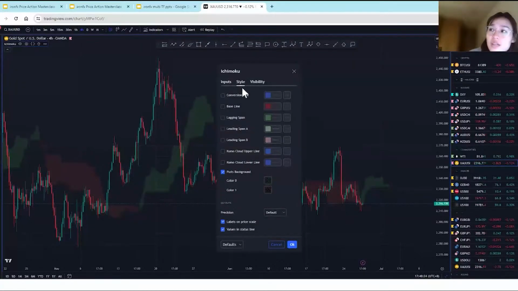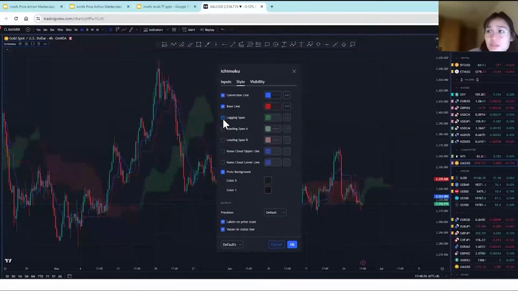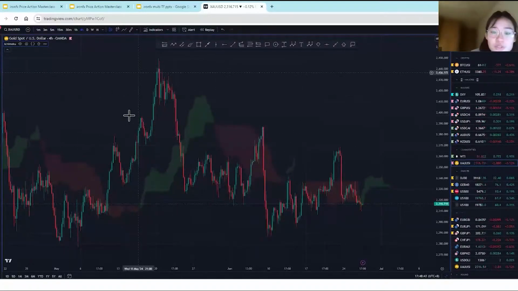Click on settings, and there's actually a lot of different lines when it comes to Ichimoku. I'm not going to go through in depth what they each represent now, but I'll tell you that we normally just look at the cloud. So we normally just look at the plot's background. If price is moving above the cloud, it's a bullish signal. If price is moving below the cloud, it's a bearish signal. So that's one of the quickest ways to use Ichimoku. Yeah, so this is on TradingView, which you can use on your phone or laptop as well.